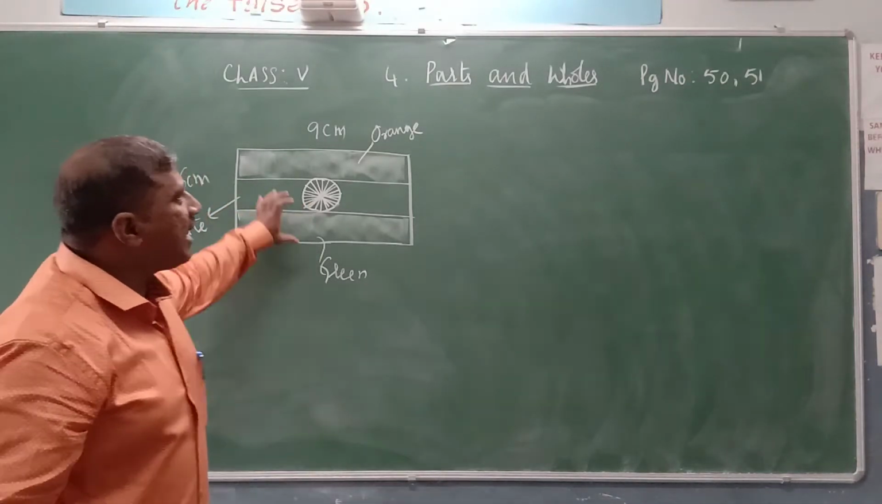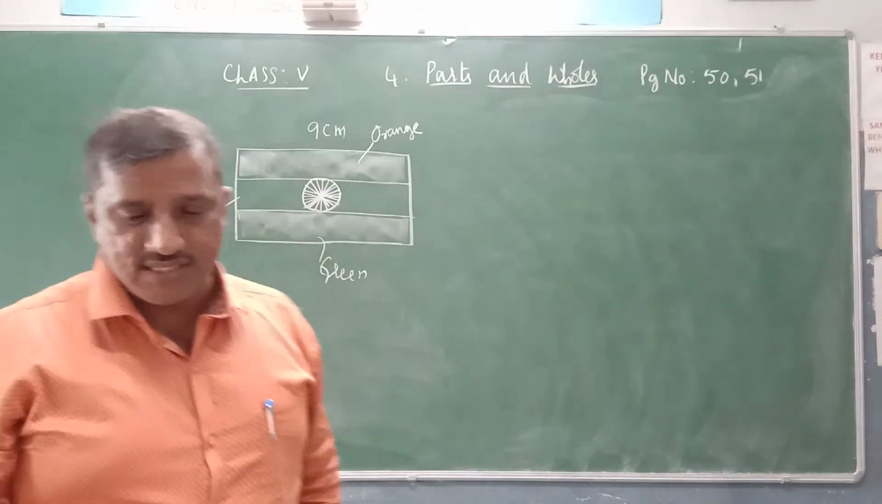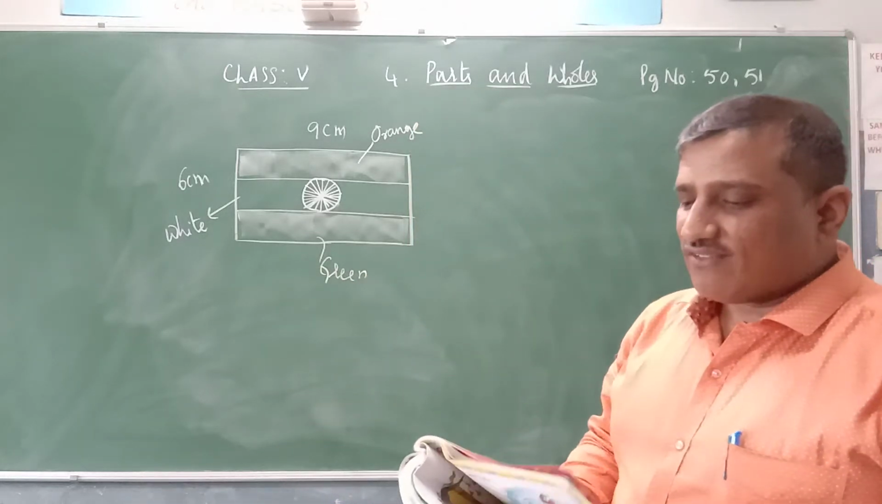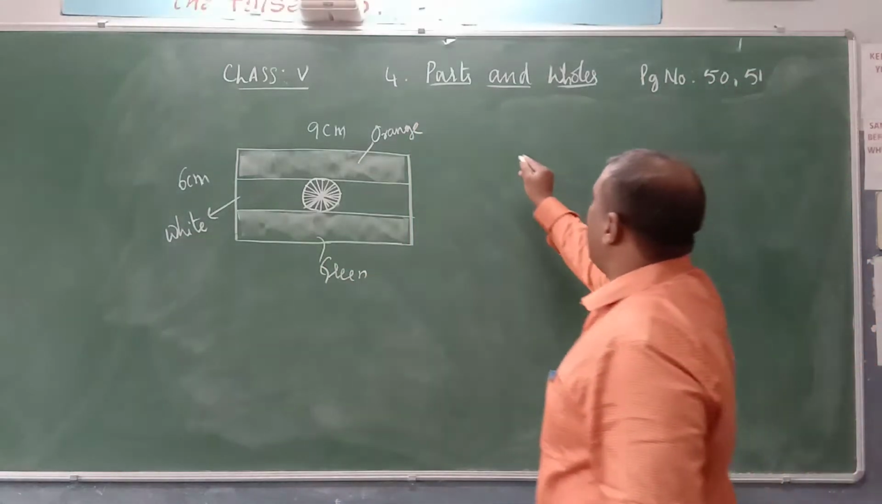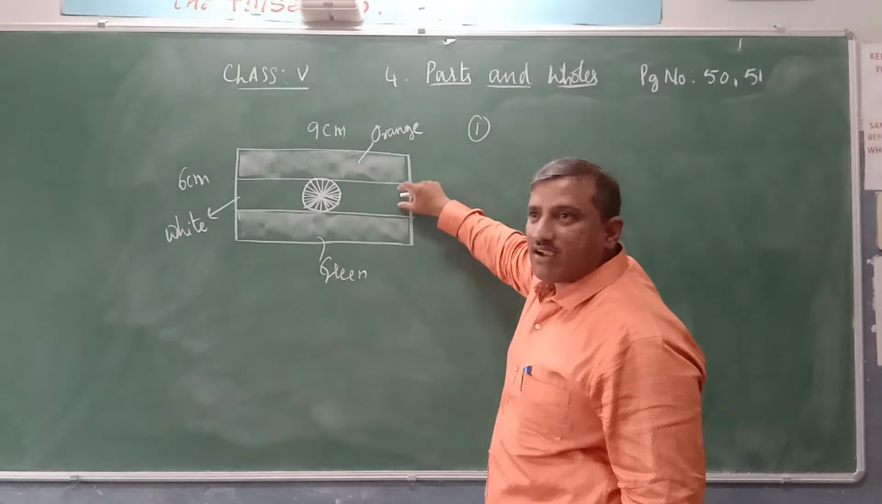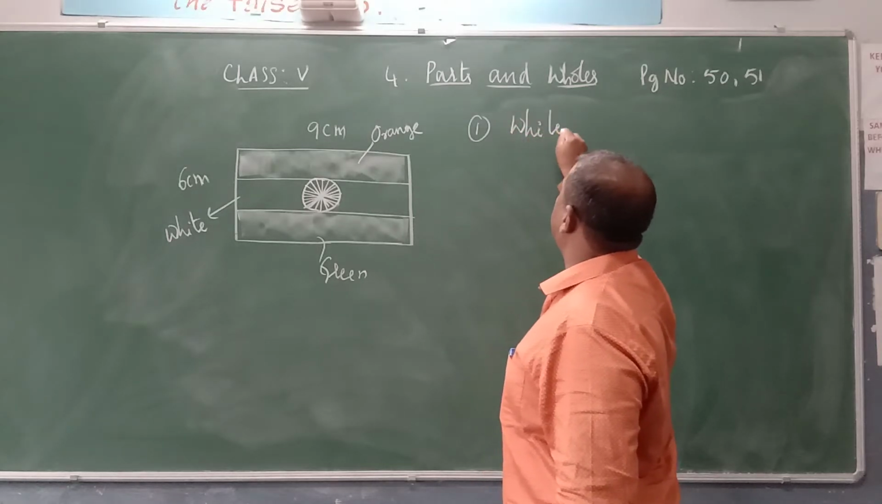After drawing our country's flag, now answer the questions. Here are some questions. What is the color of the middle 1/3 of the flag? First question, the middle 1/3 of the flag. What color is it? White in color. So the first question's answer is white.